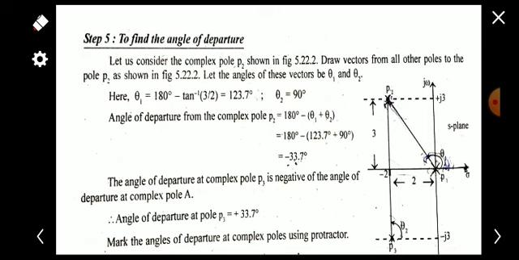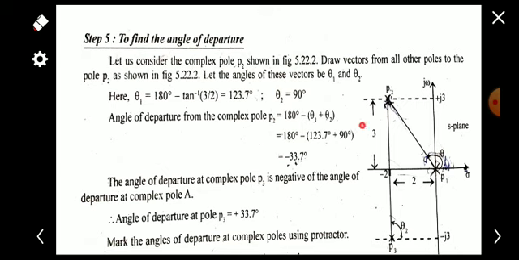Okay, so we know that three poles are here. If you are going to find the angle of departure from this pole, we have to draw the lines from all other poles, and we have to measure the angle. So we have to add here 180 minus the sum of angles of vectors to the complex pole from all other poles.